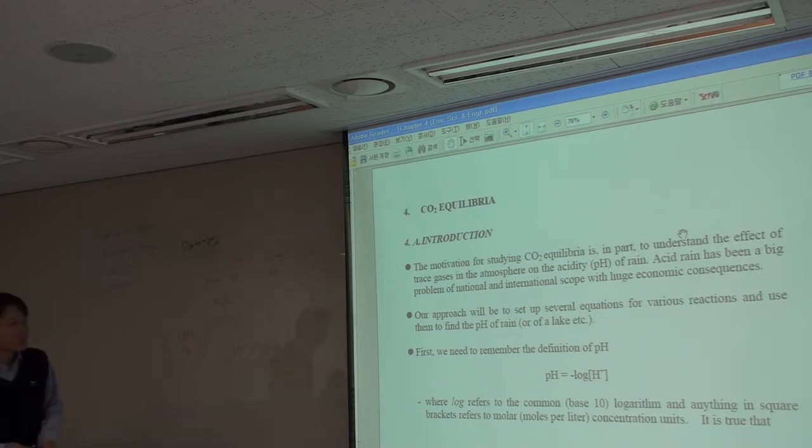But for ants, or maybe other living life, that dissolution could be very, very strong. Anyway, we just want to calculate the acidity, the pH of the lake. Acid rain is a big problem of national and international scope because it can damage the crops, and also it can damage boats. So that is a very important thing. Our approach: we hypothesize the significant chemical equations, set up a mass balance, kinetic and equilibrium model, and then calculate the concentration of H. If you can calculate the concentration of H, you can know the pH.